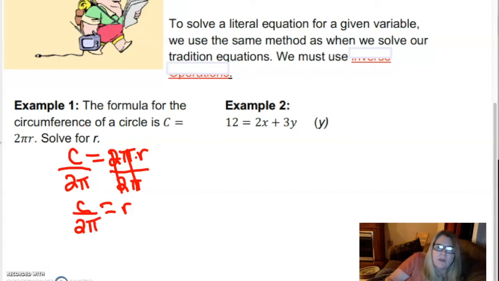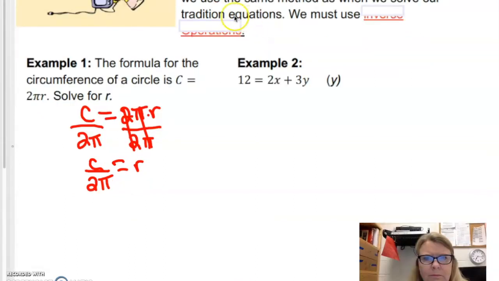Okay, let's go over here. This one, I hope, looks familiar. In middle school, we had to put... Okay, now we're going to look at example 2 right here. In example 2, we have 12 is equal to 2x plus 3y. And right here, it asks us to solve for y.